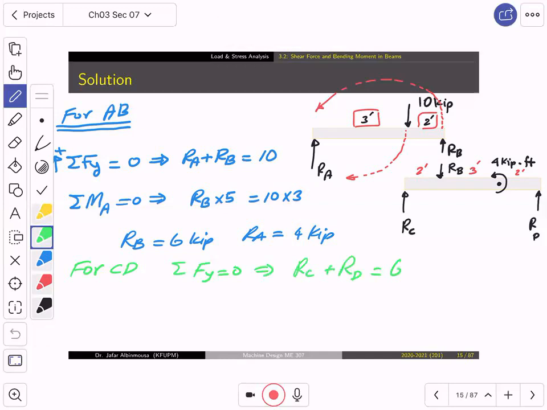From where did I get the 6, guys? The reflection from the first beam. Yes, from RB. I determined RB. Why should I leave it unknown, guys?